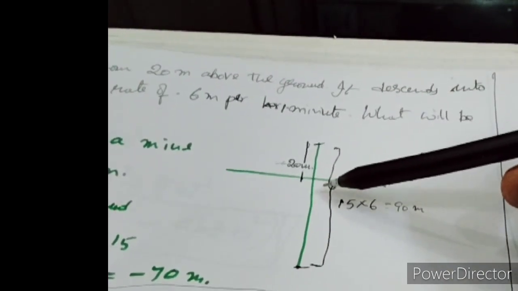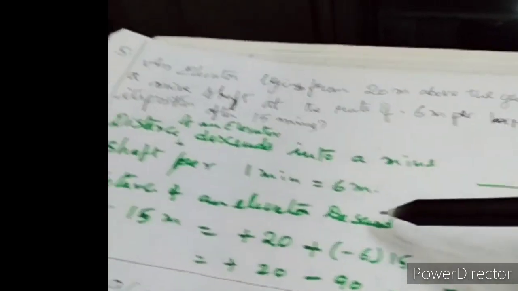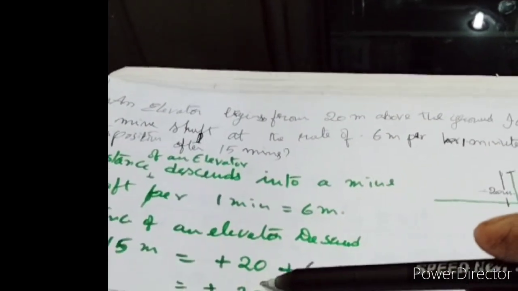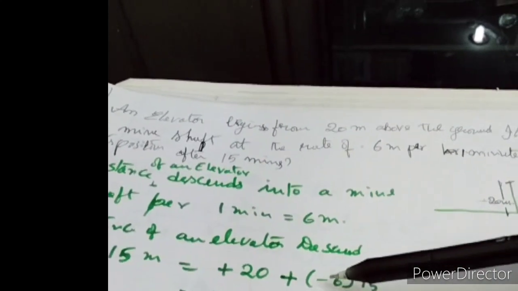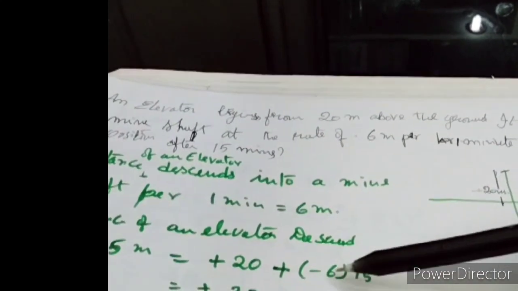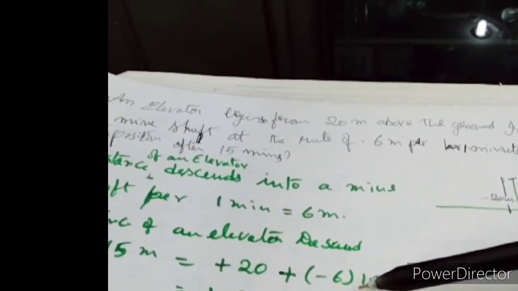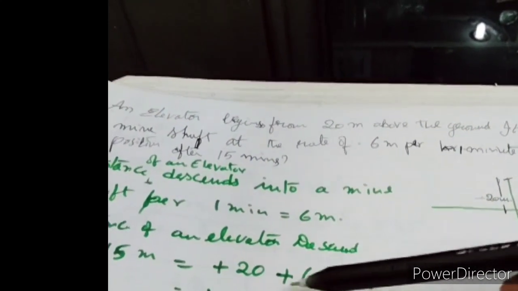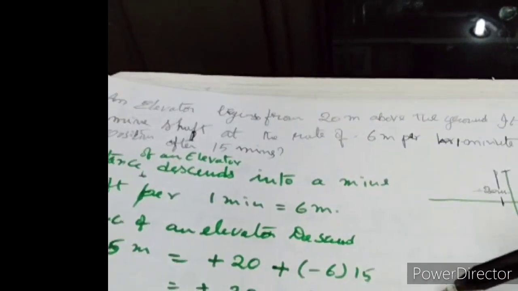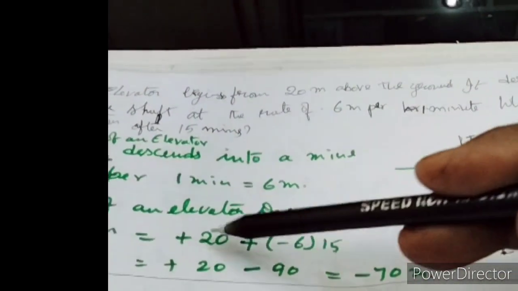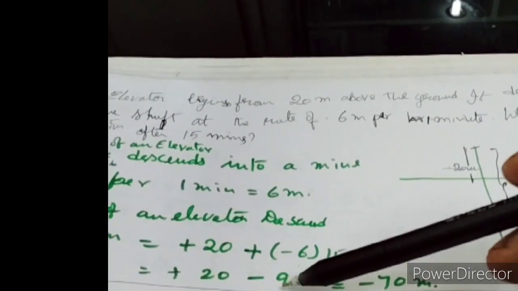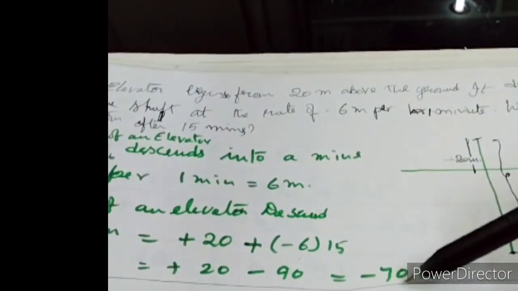It is descending per 1 minute. For 15 minutes, how much will it descend? You see, children, started from plus 20 and descended per minute minus 6. Descended means minus integer. You have to take minus. After 15 minutes, the position of the shaft is at minus 70 meters. Plus 20 plus of minus is how much? Minus 15 6s are 90. You subtract, you will get minus 70 meters.